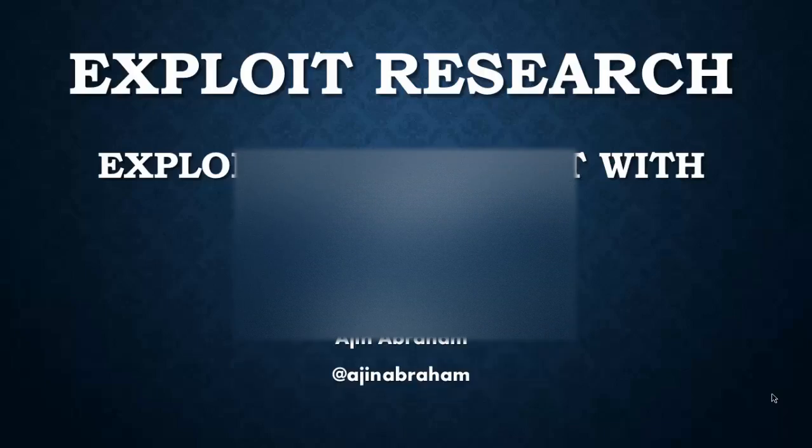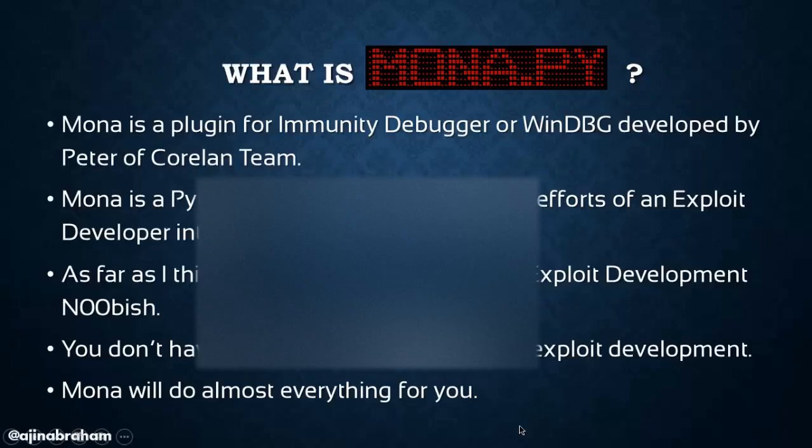Welcome to the Exploit Research and Development series. So today we will look into exploit development with Mona. So what is Mona? Mona is a plugin for Immunity Debugger or WinDbg, and it is developed by Peter, also known as Corelan Team's corelanc0d3r. So Mona is basically a Python script that will simplify the efforts of an exploit developer many fold.